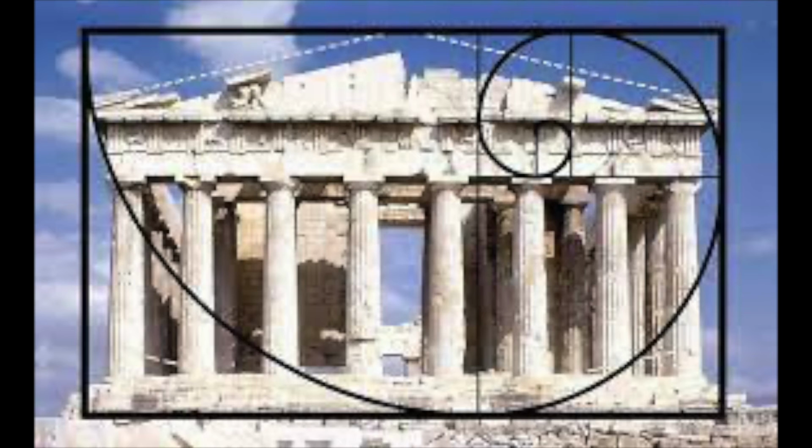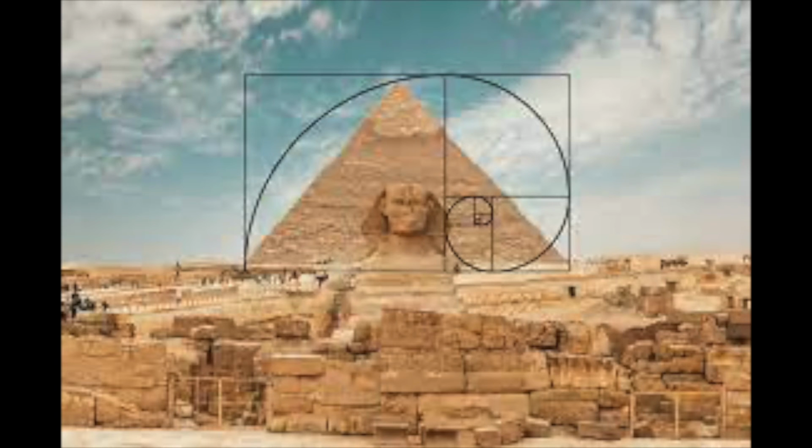As mentioned before, the golden ratio does show up in architecture. However, this is seen as a myth, not necessarily fact. But some examples of this are the Parthenon in Greece, as well as the Great Pyramids in Egypt.